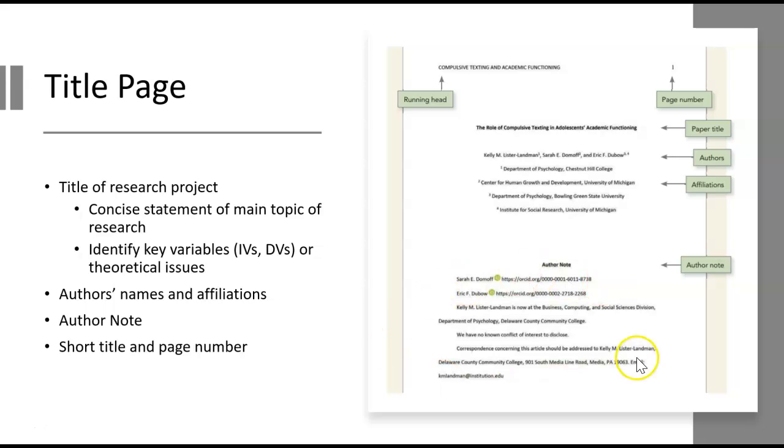What is done for journals is you provide your contact information, who to give correspondence to, any kind of conflict of interest, and other instructions that might be useful to the reader or to the editor of the journal. But again, you aren't going to be required to do an author note in your paper.